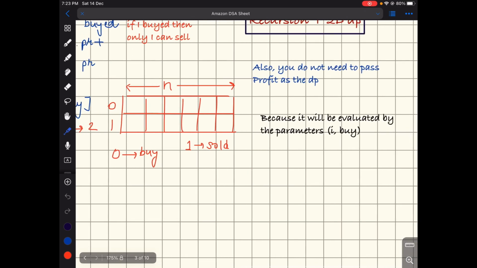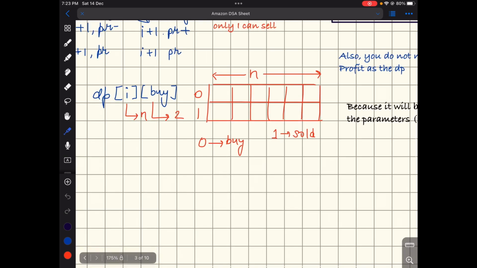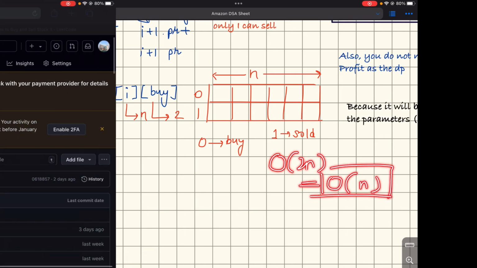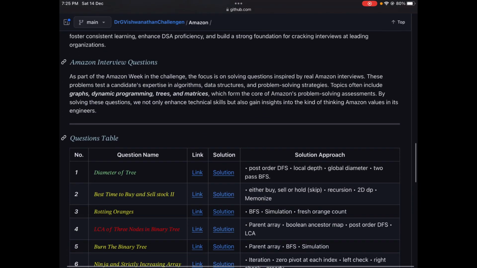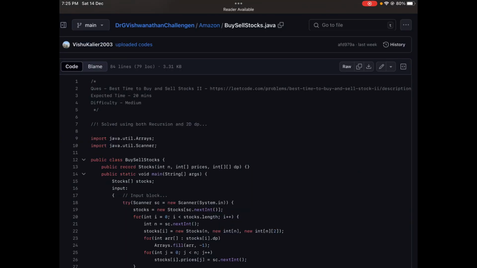If you look at it, it would be order of n in terms of time complexity, and space complexity as well. It would be order of 2n, which would get reduced to order of n again. So now coming to the main file. Earlier we had solved question 1. Now we're going to solve question 2. So now let's jump into it.